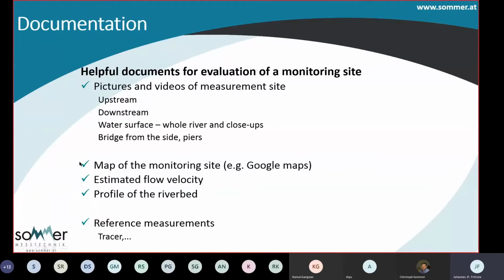Then estimate the flow velocity, and this helps for configuring the instrument. And then of course we need a profile of the riverbed to construct your discharge table in the Q command. And if you have, it is always nice to have reference measurements like the tracer measurement or anything else to compare your new measurements you're going to gain with the RQ instrument.